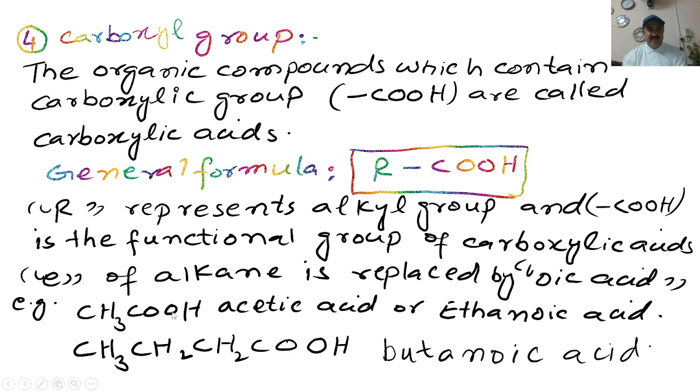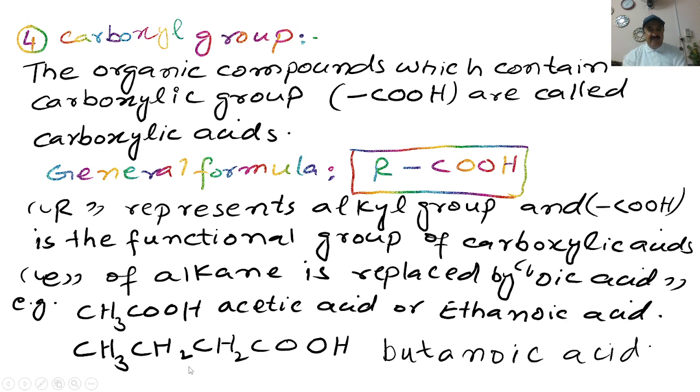For example, CH3COOH, its common name is acetic acid. And in alkane, if there are two carbon atoms in a compound, then it is called ethane. So the E of ethane will be replaced by OIC acid, so its name will be ethanoic acid.